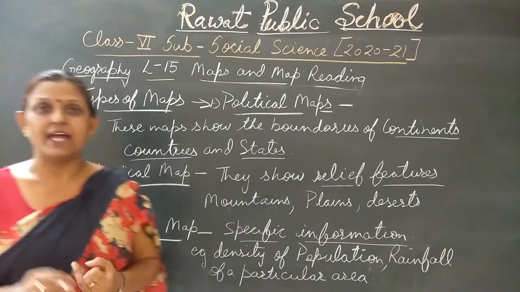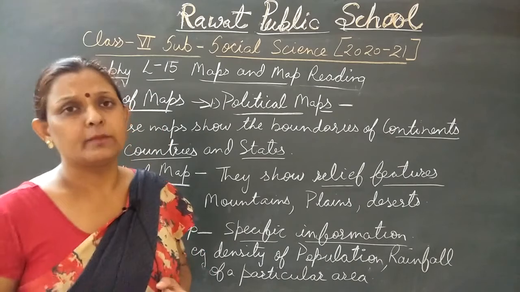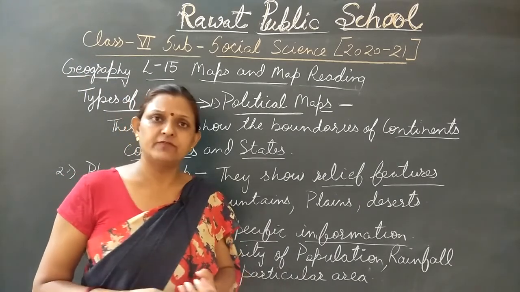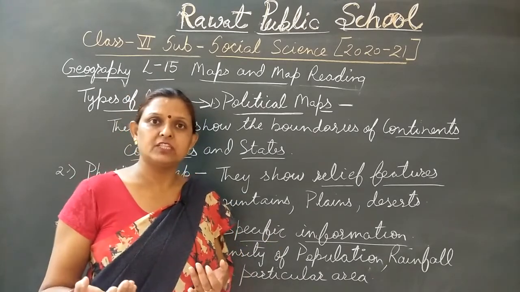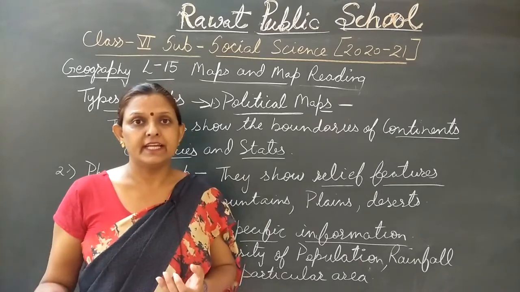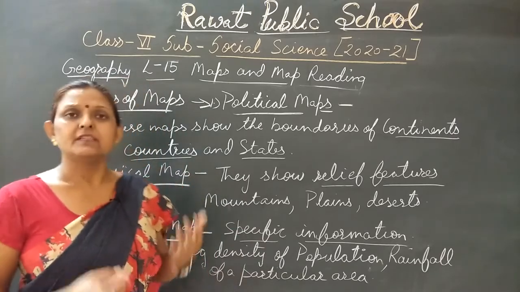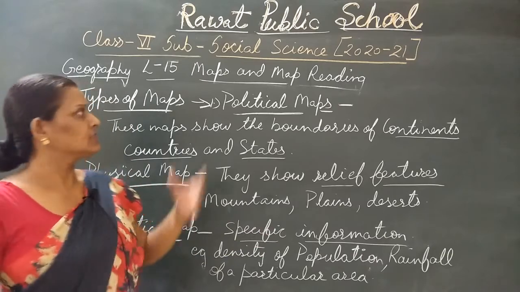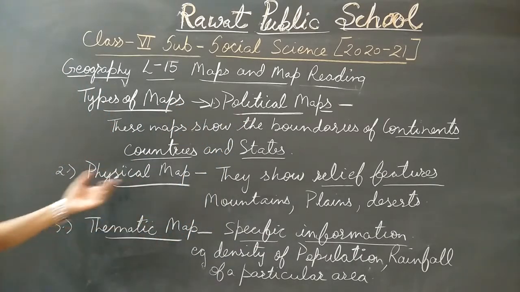So we studied about maps. A map is the representation of the earth or a part of the earth on a flat surface to a scale. Maps are used for different uses: for studying detailed information about the earth or locating any place. They are used by navigators and pilots, and town planners also use maps for their work. And when we talk about types of maps, there are three types: political maps, physical maps and thematic maps.